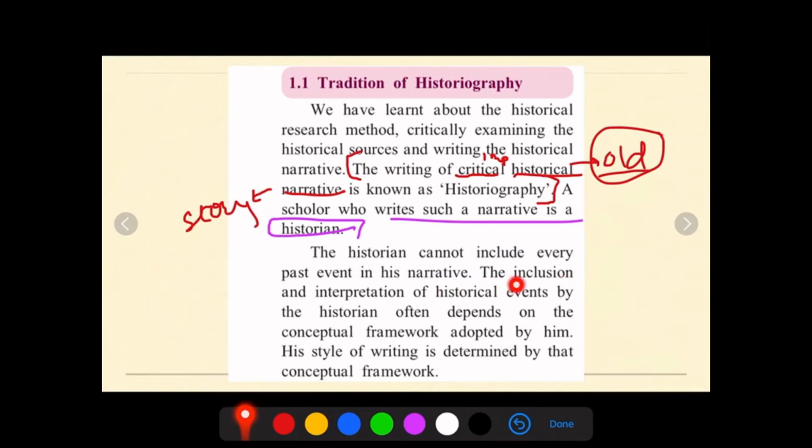What is inclusion and interpretation? Inclusion means something which is included. He will include the things which are necessary, and interpretation, he will give the necessary information and explanation about the historical event. The historian's interpretation often depends on the conceptual framework adopted by him. His style of writing is determined by the conceptual framework. Now what is a conceptual framework?